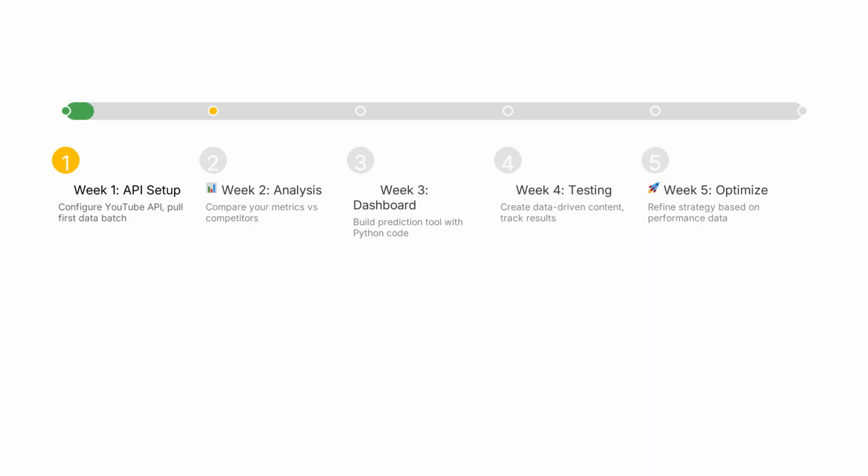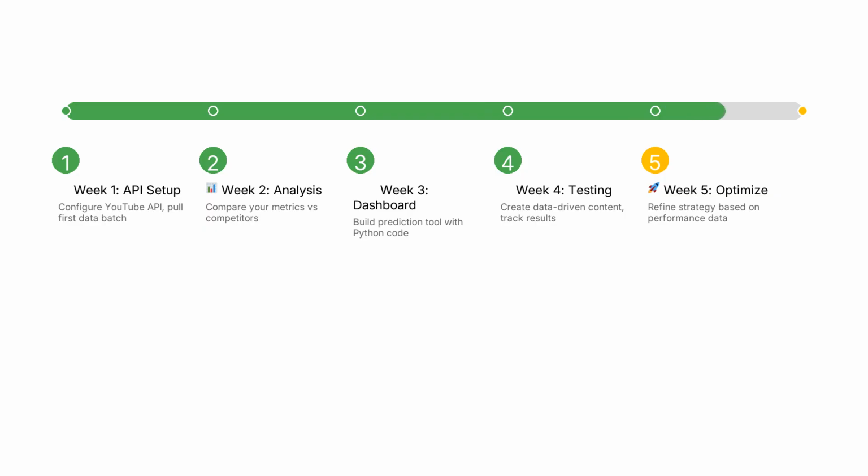Here's your roadmap to implement these insights. Start with API setup and data collection in Week 1. Get comfortable pulling data. Week 2 focuses on analyzing your own channel's metrics compared to competitors. Week 3 involves building your prediction dashboard with the code we've written. Week 4 is testing. Create content based on data insights and measure results. Week 5 brings optimization as you refine your strategy based on what works.